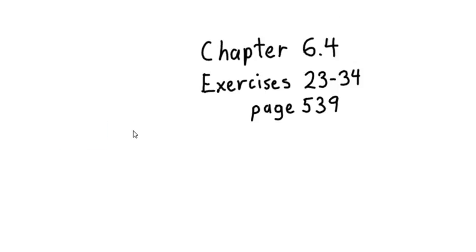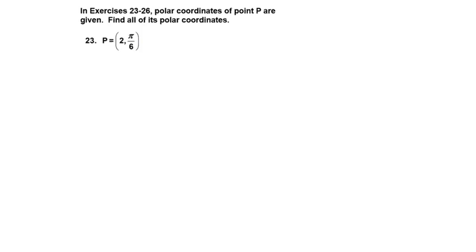Chapter 6.4 exercises 23 through 34. This section has to do with polar coordinates. We're going to do the odd number problems in these exercises. In exercises 23 through 26, polar coordinates of point P are given. Find all of its polar coordinates.